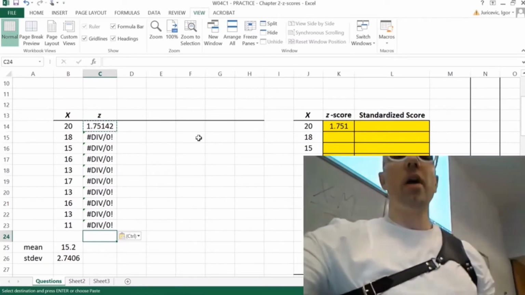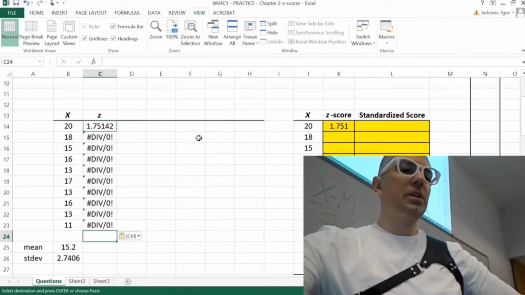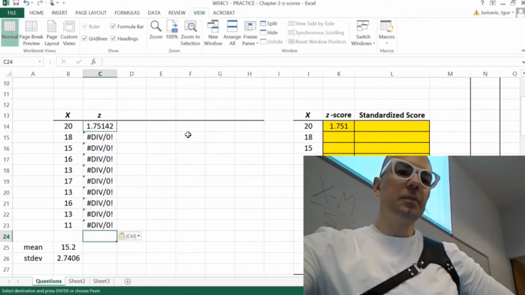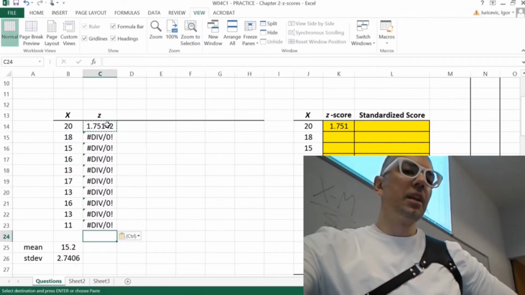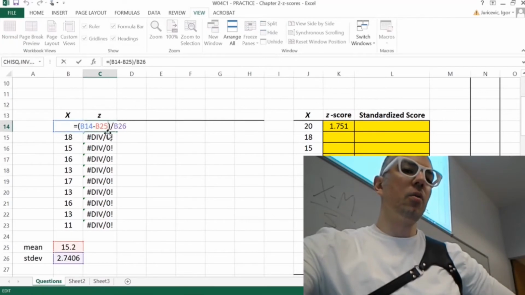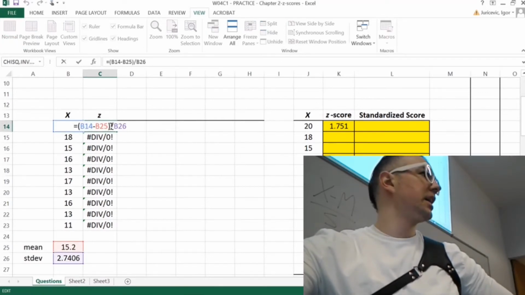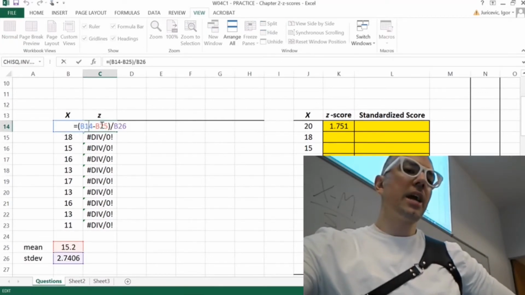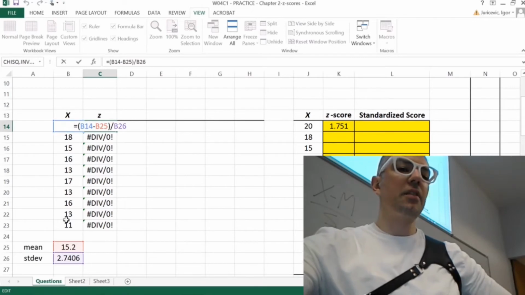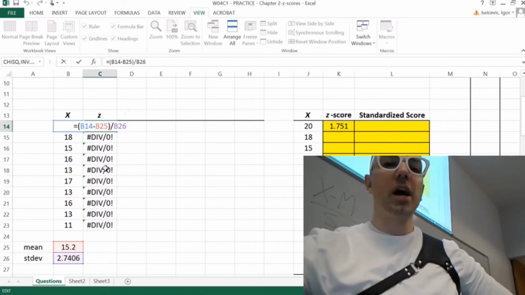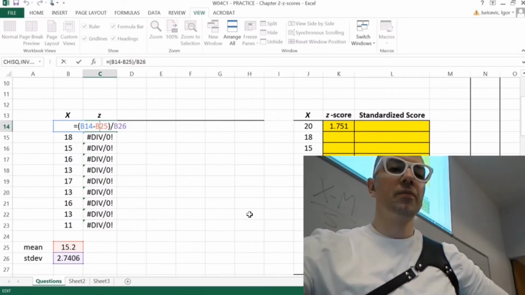So what went wrong? Well, what went wrong is that we set up our formulas wrong. You'll notice that if we double click on this first formula over here, the colors will let you know which cells are being accessed to calculate this formula. So we're accessing the X score, the raw score, that's great. We're accessing the mean, that's exactly what we want. We're accessing the standard deviation, perfect. And that's why this particular score worked.